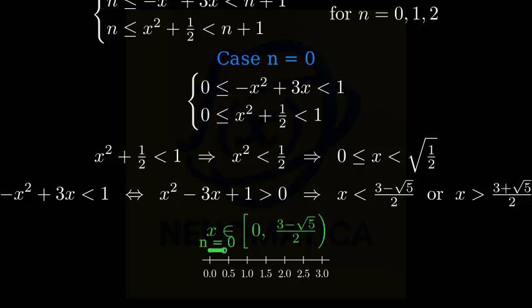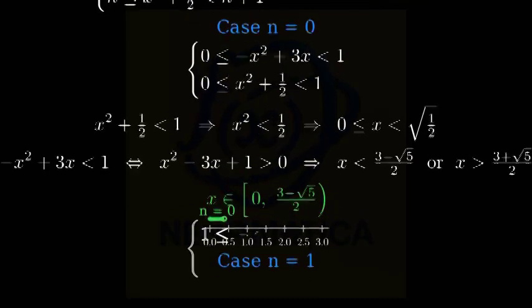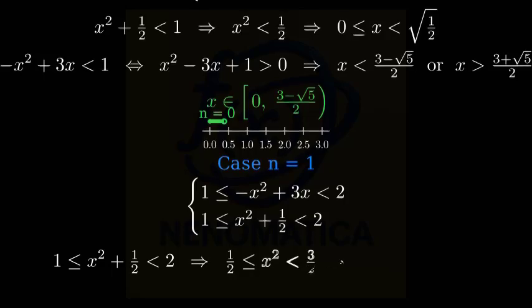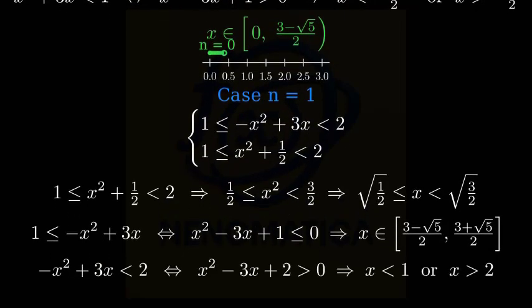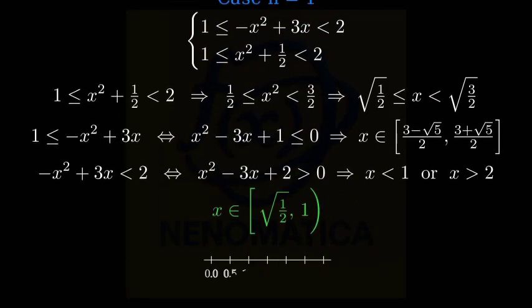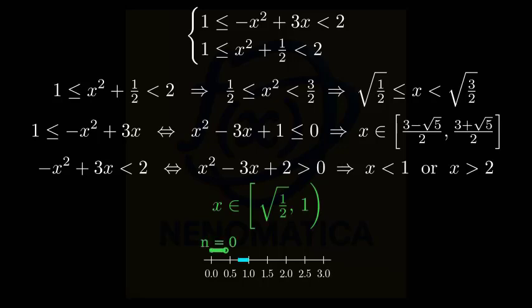Case 2. Let n equal 1. From x squared plus 1/2 between 1 and 2, we have x squared between 1/2 and 1.5. So x is in the interval from square root of 1/2 up to, but not including, square root of 1.5. For the left part, 1 is less than or equal to negative x squared plus 3x, and that is less than 2. The lower bound gives x between 3 minus square root 5 over 2 and 3 plus square root 5 over 2. The upper bound gives x less than 1 or x greater than 2.